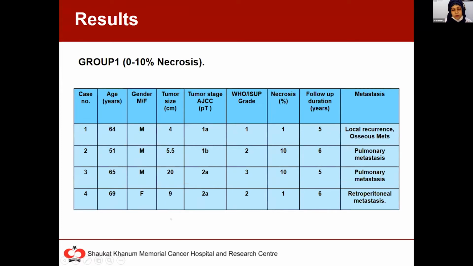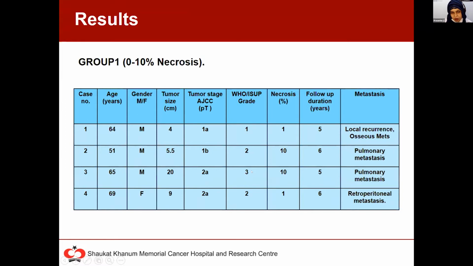So this is group 1. Out of 4 cases in group 1 which showed distant metastasis, 2 were assigned stage 1 and 2 were assigned stage 2. Grade 1 was assigned to 1 case, grade 2 was assigned to 2 cases, and only 1 case was graded as WHO-ISUP grade 3.